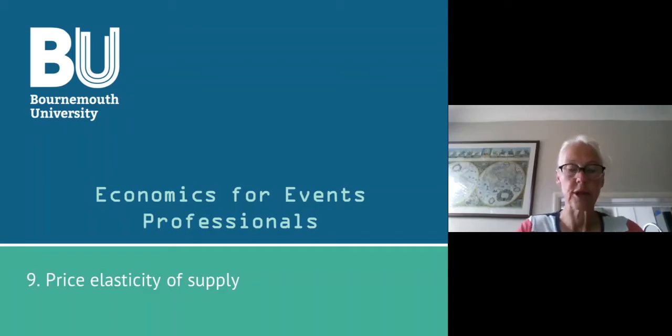Hello, so this recording focuses on price elasticity of supply. So far we've looked at price elasticity of demand, and this is looking at the consumer demand side of things. Now we're going to look at it from the other side, which is actually the supplier side of things. So you as an event management manager who might run a company, in terms of how much you might supply relative to a change in price.